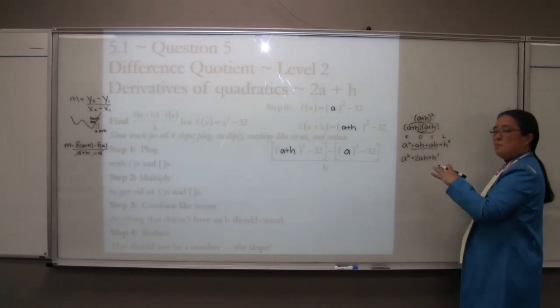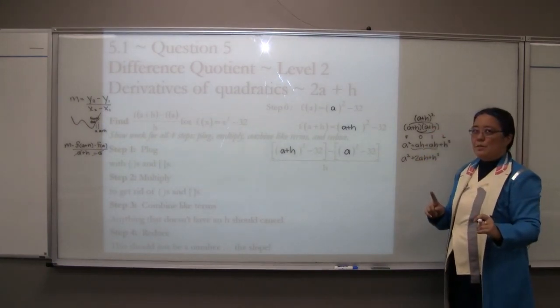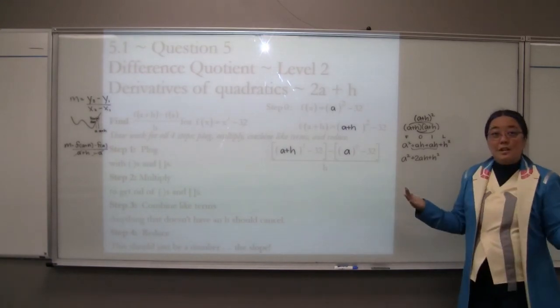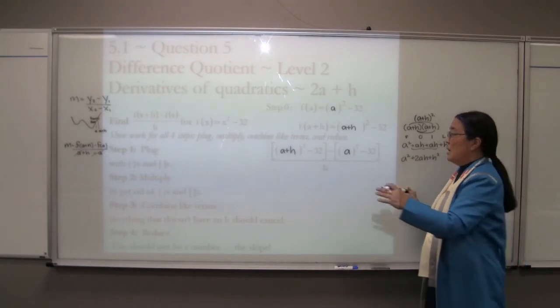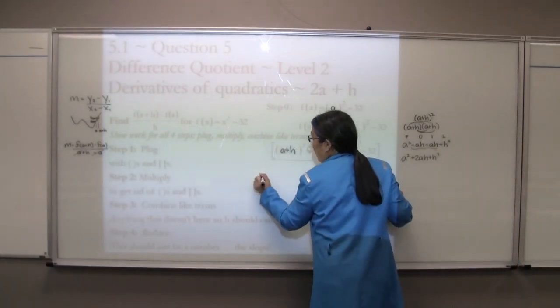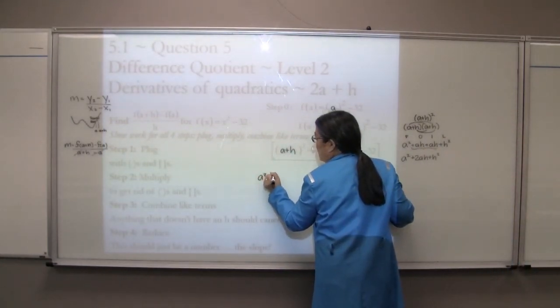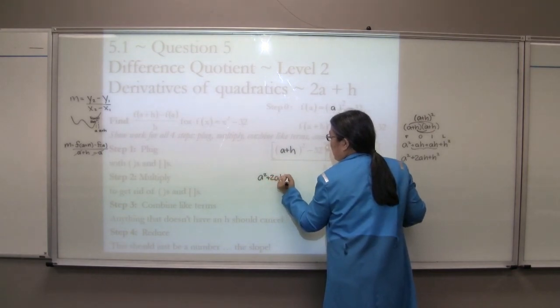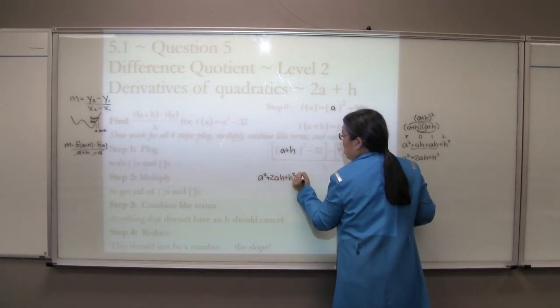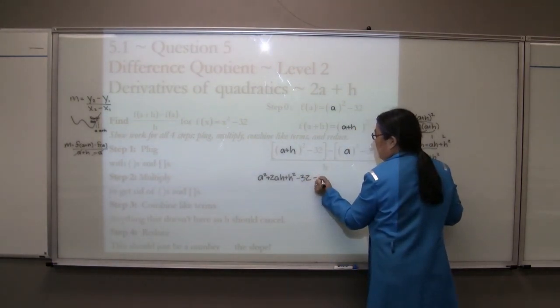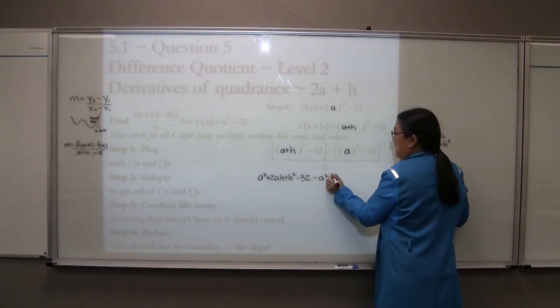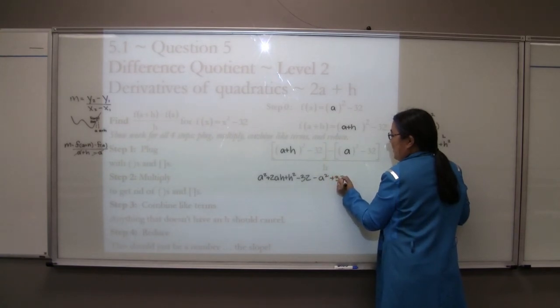We're going to have to do this multiplication every single time we do this problem. Some students actually memorize it, and some students eventually can do this part in their head. So a plus h squared, we have a squared plus 2ah plus h squared minus 32. We're going to distribute the negative. It's going to be a negative a squared. Negative and negative makes it positive 32.